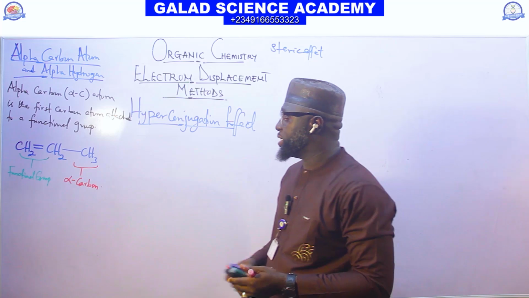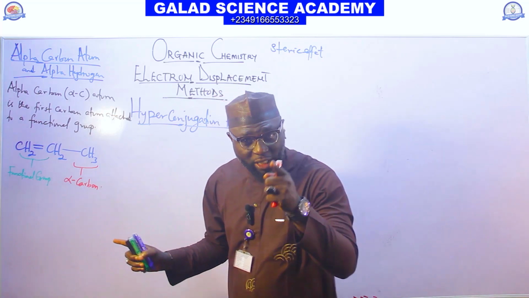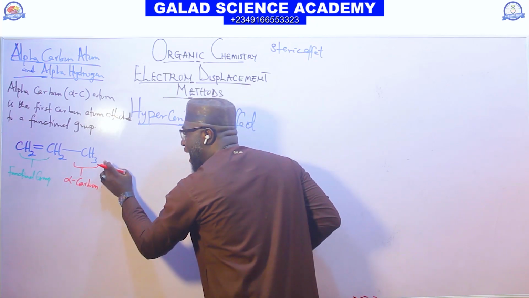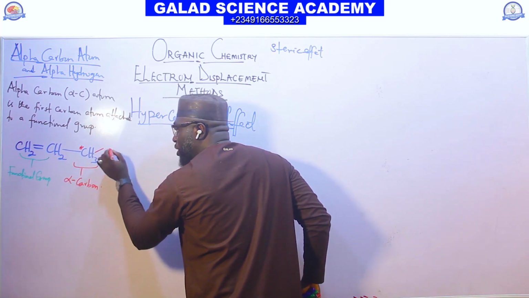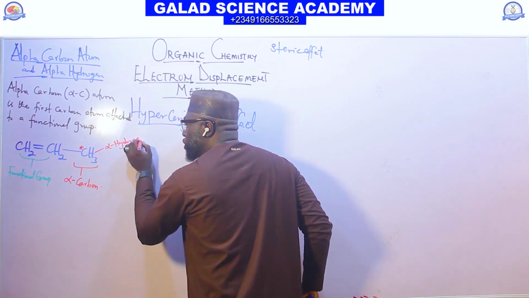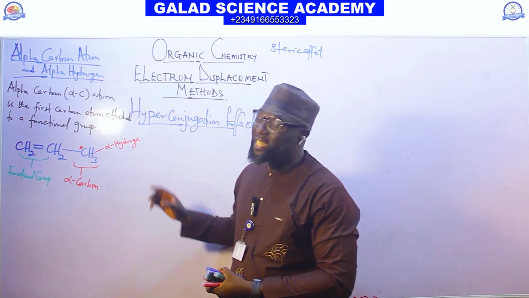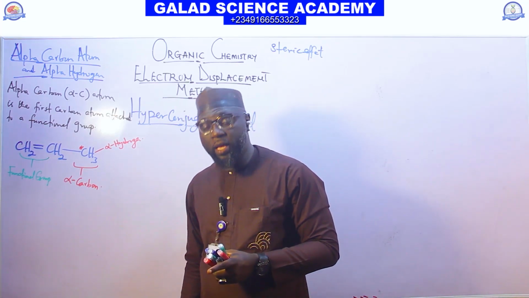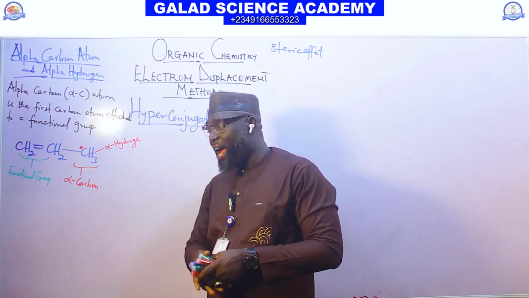So if alpha carbon is this, what is alpha hydrogen? Any hydrogen atom that is attached to the alpha carbon is called alpha hydrogen. How many hydrogen are attached to this alpha carbon? Three. So the 3 hydrogen we have there are called alpha hydrogen. Once again, any carbon atom attached directly to the functional group is called alpha carbon. The hydrogen attached to that alpha carbon are called alpha hydrogen.